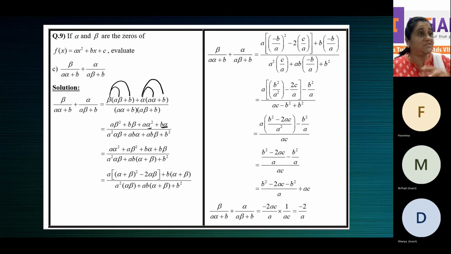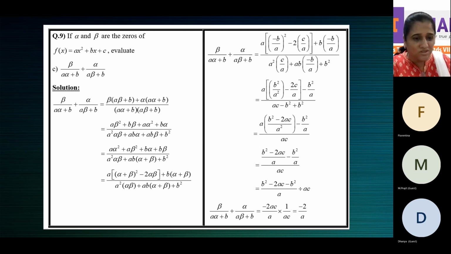The coefficients a, b, c, I'm writing that first, divided by, you have to open the bracket in the denominator also. Because we know only two values. We only know that alpha plus beta is minus b by a and alpha beta is c by a. So you have to write all these expressions in terms of alpha plus beta and alpha beta.